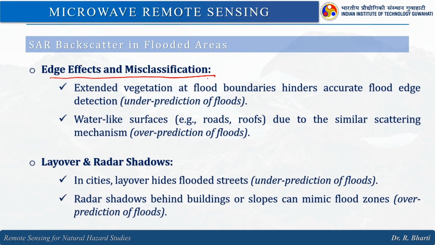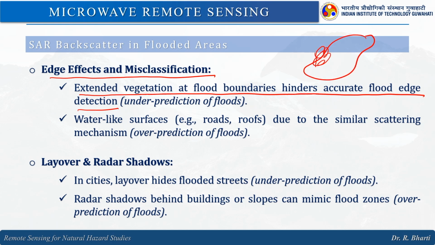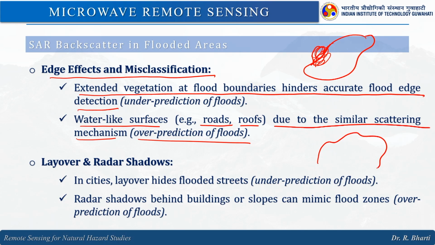Edge effects and misclassification. Extended vegetation at flood boundaries hinders accurate flood edge detection. So, what happens if this is the boundary of the flood water and here you have very dense vegetation, right. So, what will happen, at the boundary you will be confused whether it is like this or like this, right. Water-like surfaces such as roads and roofs, due to similar scattering mechanisms, can cause flood water to be over-predicted. So, the area estimation will sometimes not be very accurate.